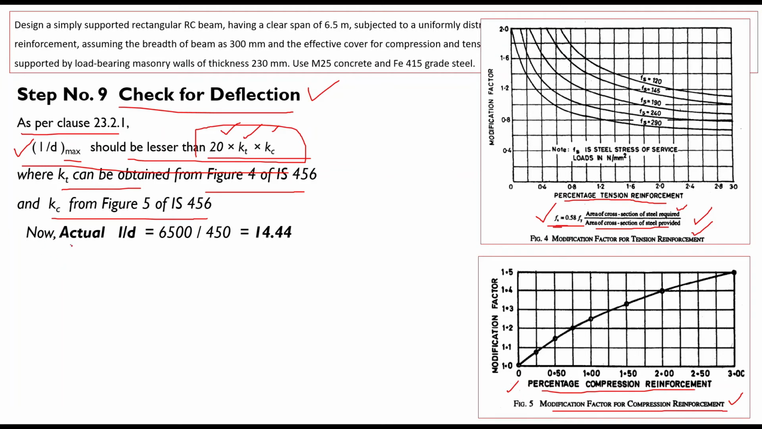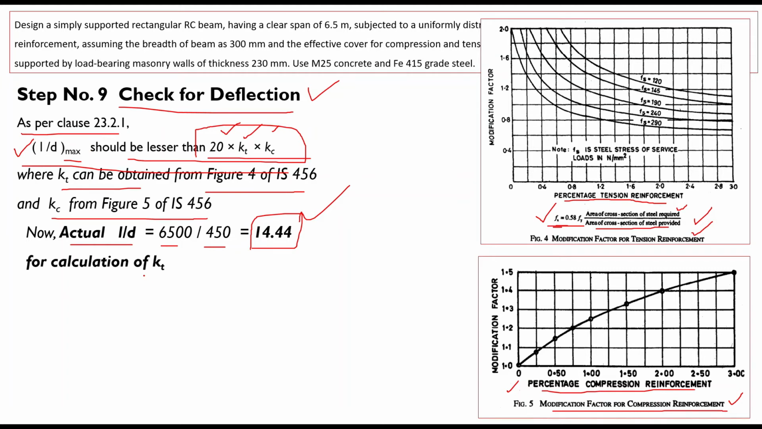Now the actual L by D ratio which we have provided in this design problem: L was 6500 and D we have provided is 450. So the actual L by D ratio which we have provided is 14.44. Now we have to compare this value with the L by D maximum.